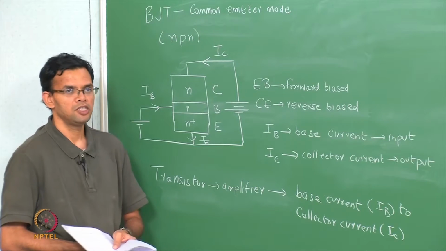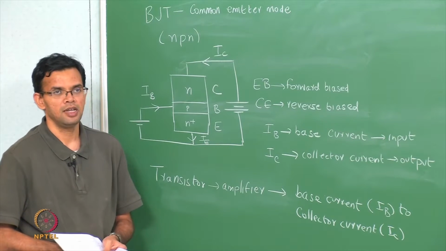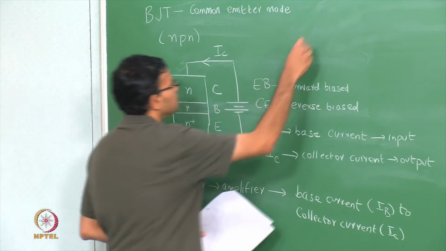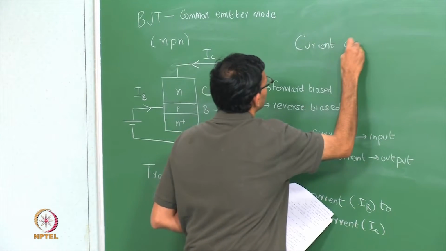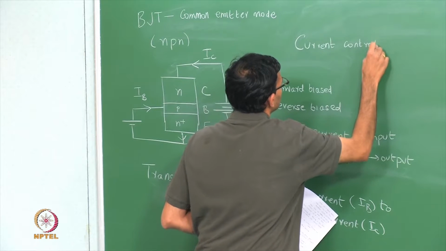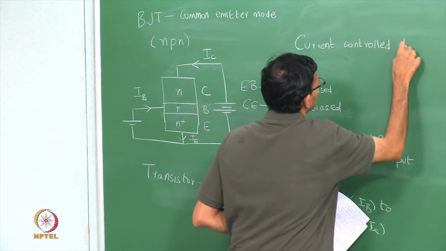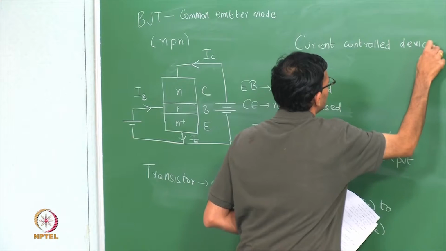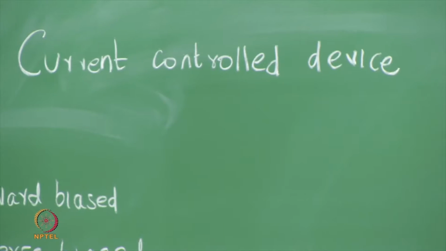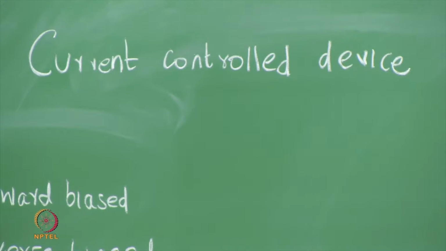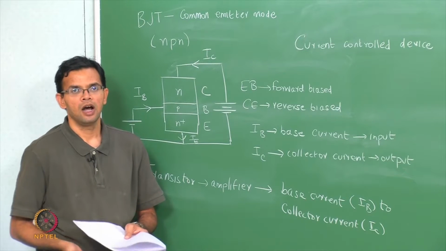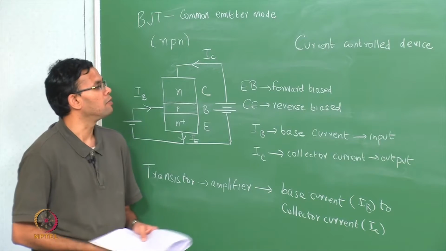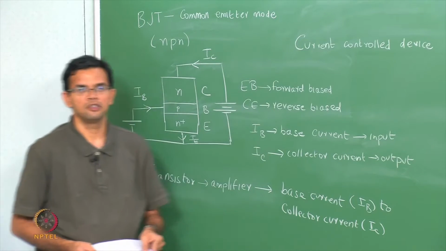So, a bipolar junction device is essentially a current control device. You can say that the current from the emitter to the collector, so IE and IC, are controlled by your base current, but overall it is a current control device.